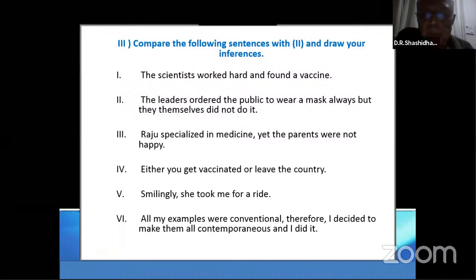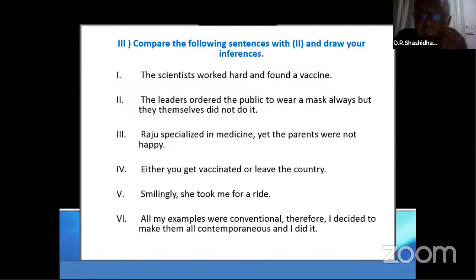Is it a compound sentence, or is it a simple sentence, or is there any other status that you would like to attribute to it? Sure. Okay, two sentences are joined. Only two. All my examples were conventional, one sentence. Therefore, I decided to make them contemporaneous, second one, and I did it. There are three simple sentences.